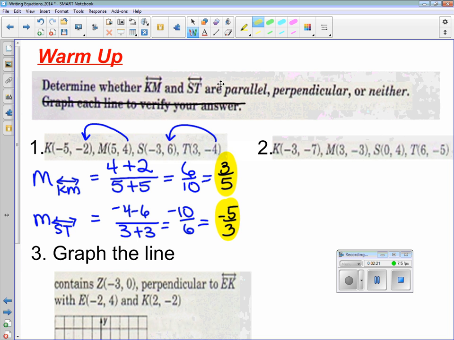We can rule that out. Are they opposite reciprocals? So what does that mean the two lines are going to be? Perpendicular. Very good. So these are going to be perpendicular. Okay, very good. How about number 2? What did you get for the slope? What did you get for the slope for KM here?